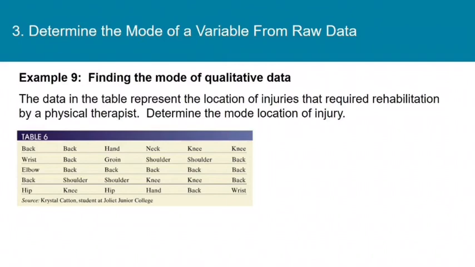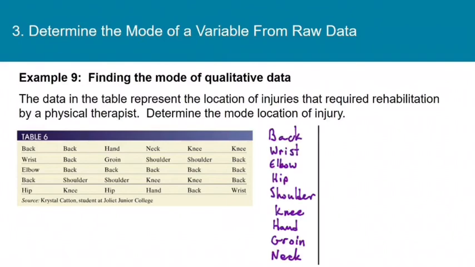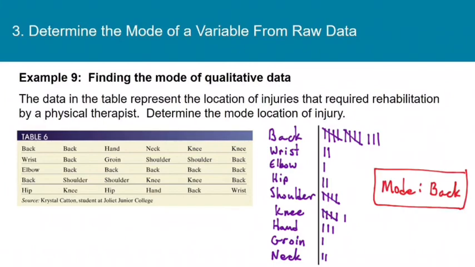So the easiest way to determine the mode is basically to make a frequency table, which we did back in section 2.1, so I won't ask you to do that again, but I'll just go ahead and make the frequency table for us. And now you can see that the injury that occurred most often was back. It occurred 13 times, and no other injury occurred as many times. So the mode of this data set is back.